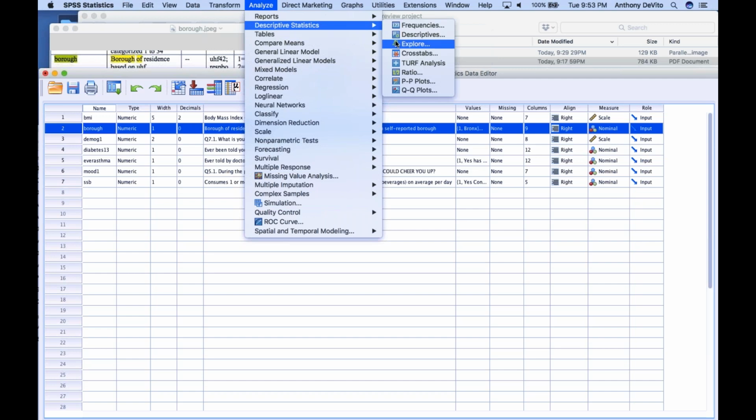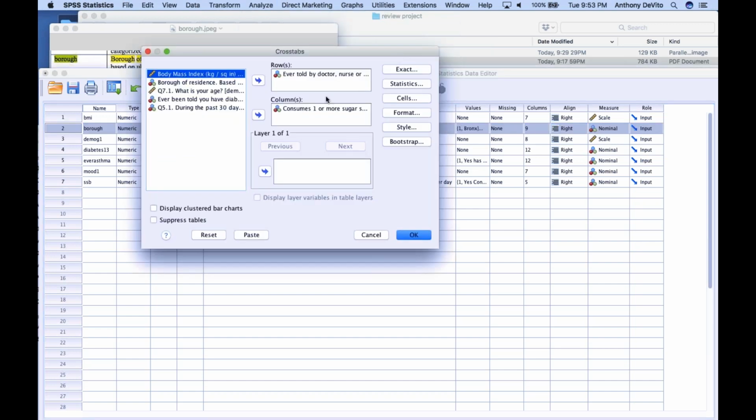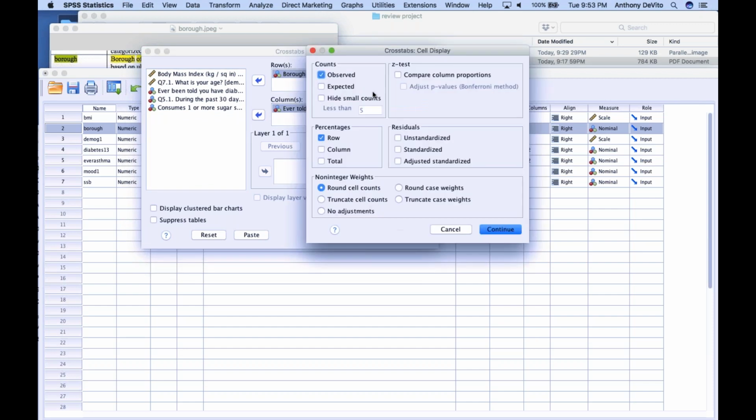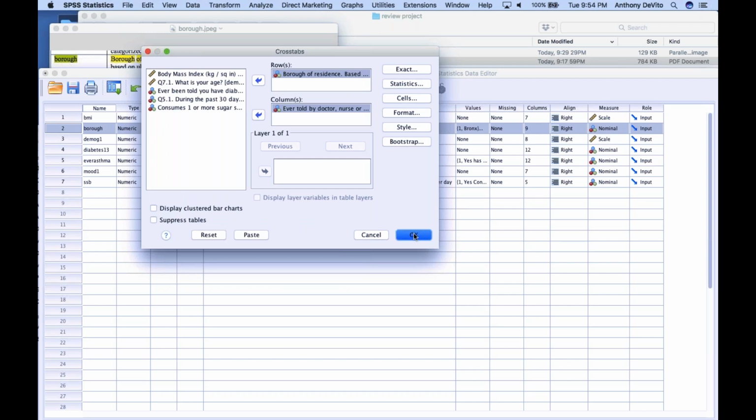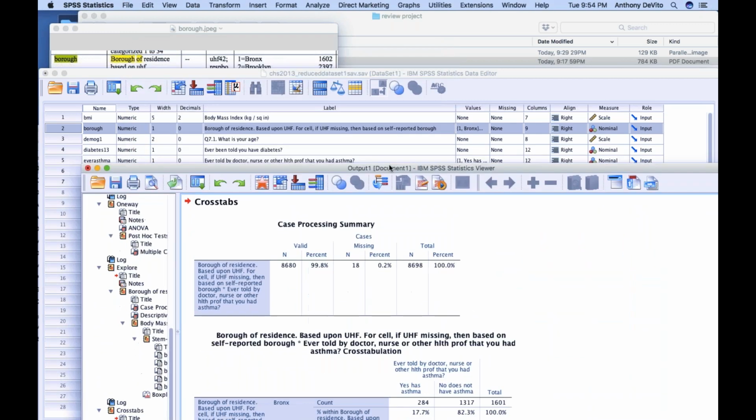Analyze, descriptive statistics, crosstabs. Okay, and I'm going to take these out of here. Then I'm going to say in the rows, I'm going to put the borough of residence. That's our exposure. And in the columns, I'm going to put whether or not you have asthma. So I'm going to go into cells and I'm going to leave the percentage by rows. In statistics, as a matter of fact, I'll leave risk checked off and you'll see it won't do it anyway. And I'm going to click OK. So let's see what we wind up with.